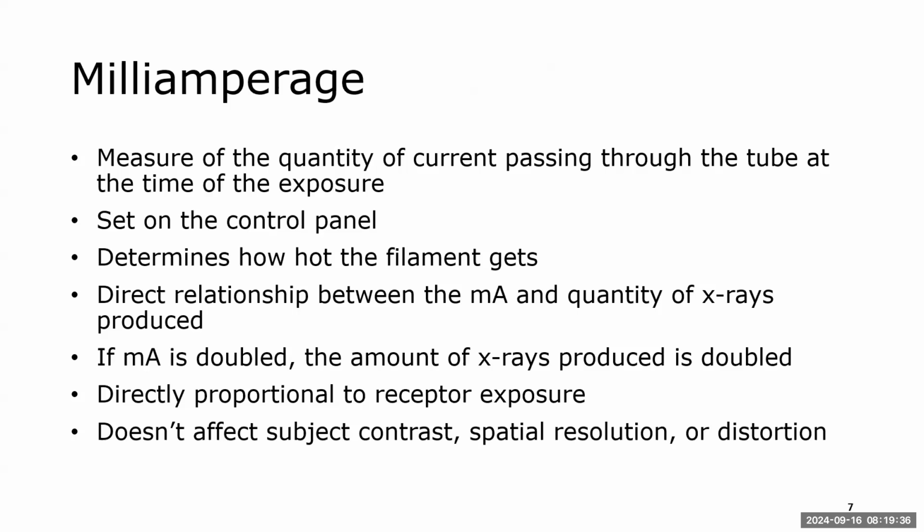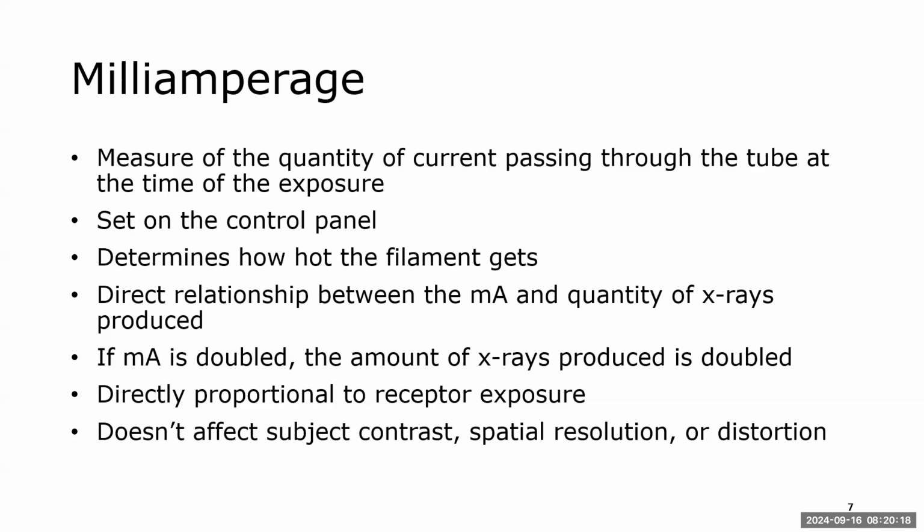So milliamperage is the measure of the quantity of the current that's passing through the tube at the time of the exposure. So what is the current that's being applied to the tube is determined by the MA that is set. Well, again, we aren't physically setting the MA ourselves, but the machine is doing that in the background. And when we get to lab, I'll try to show you how you can see what MA was actually used, and we can look in the DICOM header. It is set on the control panel of some equipment. Ours is not. It does determine how hot the filament gets.